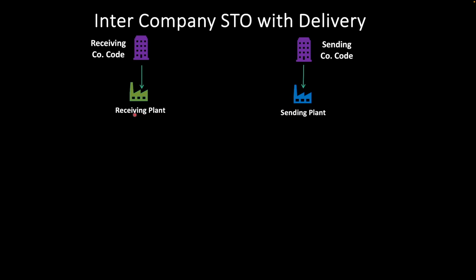Now the first step will be done by the receiving plant. The receiving plant will create a stock transport order, but this time the document type will be NB. In the earlier case, when we did the intra-company code stock transfer, we used the document type UB, but here we'll use the document type NB, and here we'll enter the supplier code of the plant in the respective field. Earlier with document type UB, we entered the supplying plant, but this time we are going to enter the supplier code.